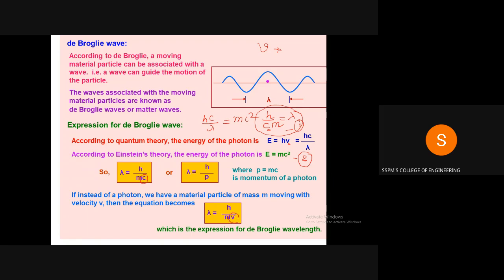This is h by mv. What is v? V is the particle velocity. What is p? Momentum of a particle. How is it defined? P equals mc, that is for a photon as a part of light. But if matter has mass m and velocity v, then momentum is m into v. So this is the expression for de Broglie wavelength.